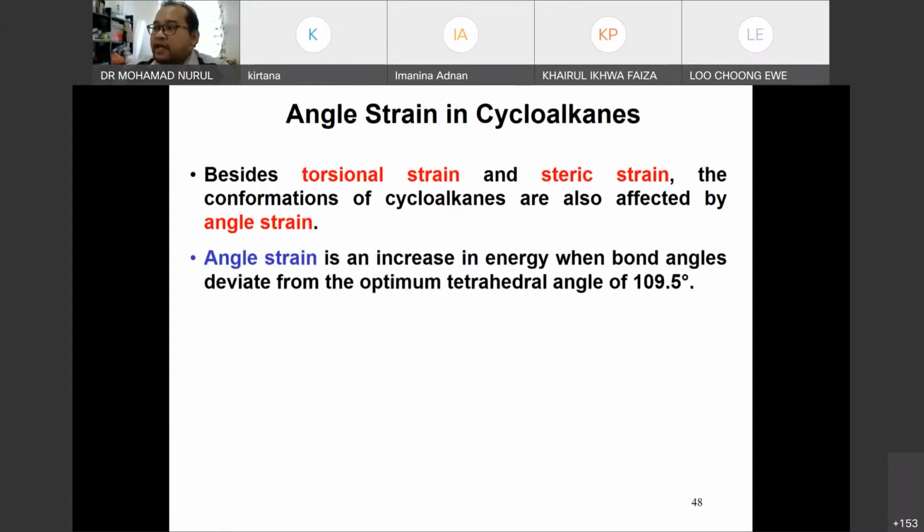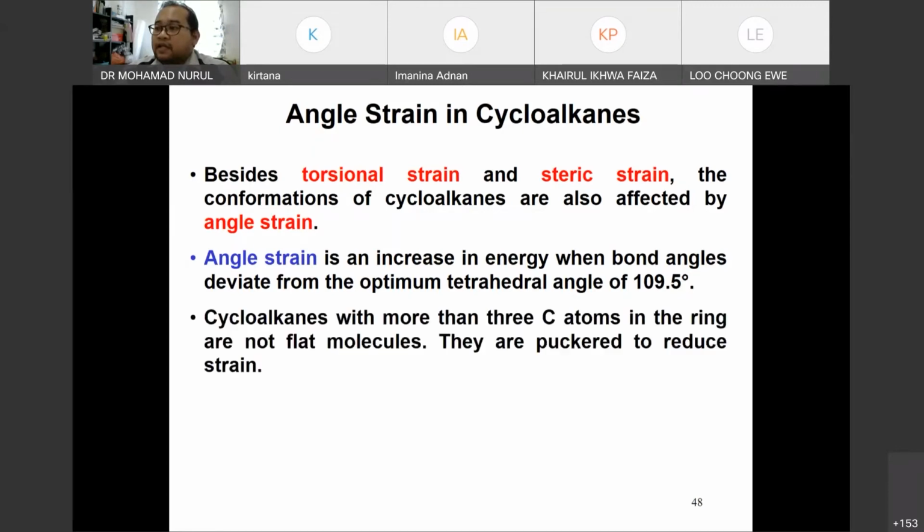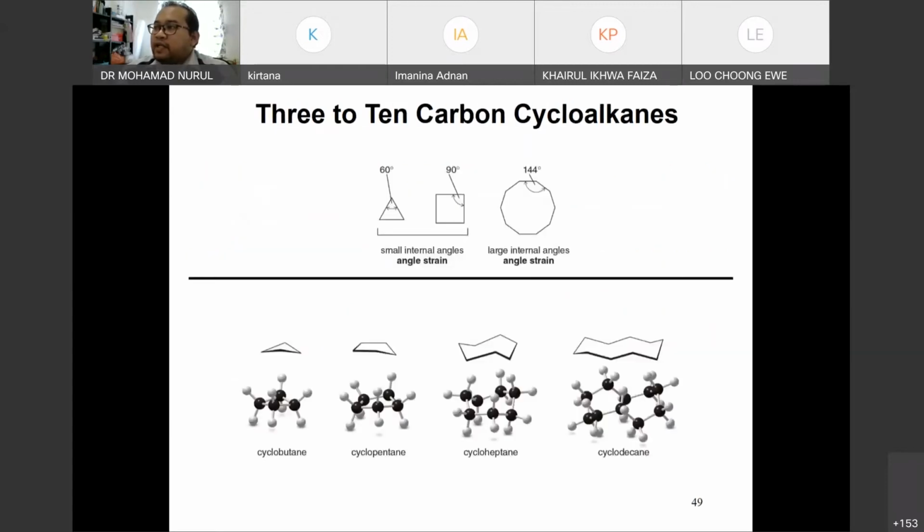Okay. So angle strain is an increase in energy when the bond angle deviates from the equilibrium tetrahedral angle, around 109.5 degrees. Cycloalkanes with more than 3 atoms in the ring are not flat molecules, and they are puckered to reduce the strain. Okay, 3 to 10 carbon cycloalkanes. The ideal usually has 6, but it can be more for the cycloalkanes.